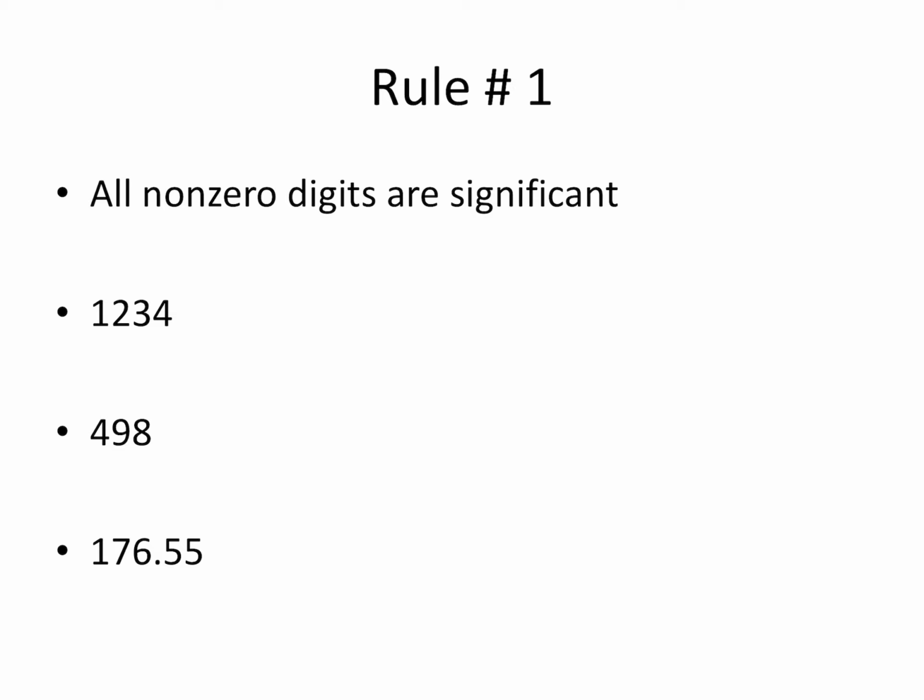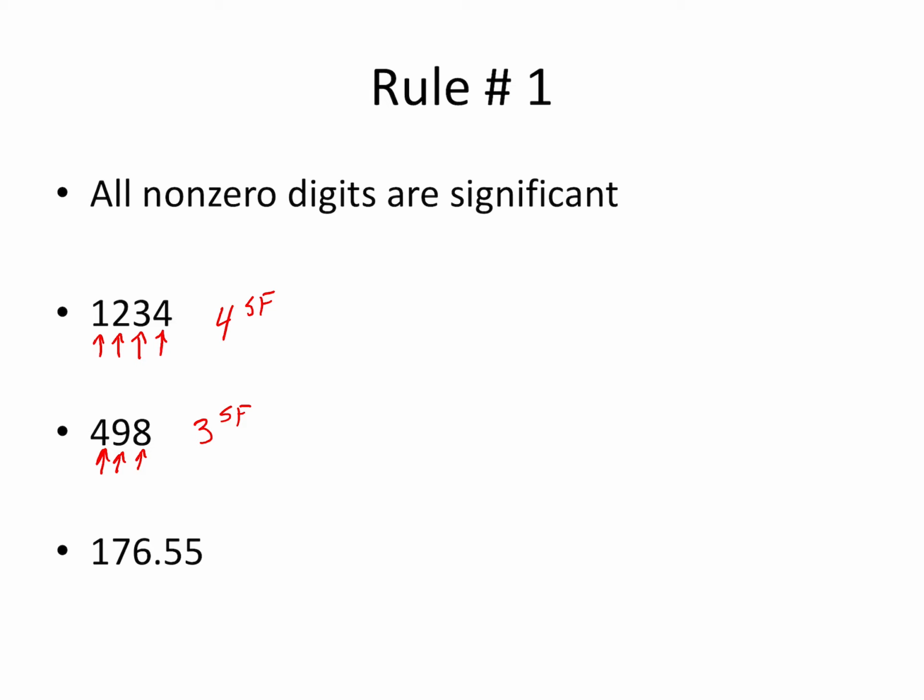So our first rule is that all non-zero digits are considered to be significant. I'm going to use arrows to indicate when a digit is significant. In the case of 1234, all of them are significant, and so this gives us 4 significant figures. The number 498 also has no zeros. Zeros are the first numbers that we get that are going to be somewhat problematic for us because sometimes they're significant and other times they're not. So this one has 3 significant figures.